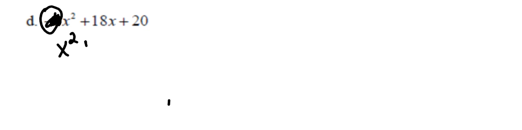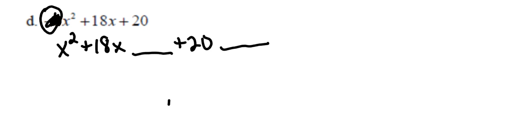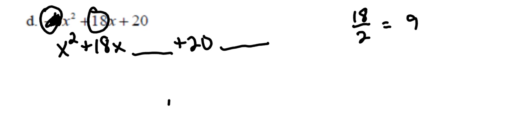Okay, x squared plus 18x, I'm going to put a blank, so plus 20, another blank. And we get 18, which is our b term, divided by 2 is 9. That's what is going to go in here. It's going to be a positive 9. X plus 9 times x plus 9.